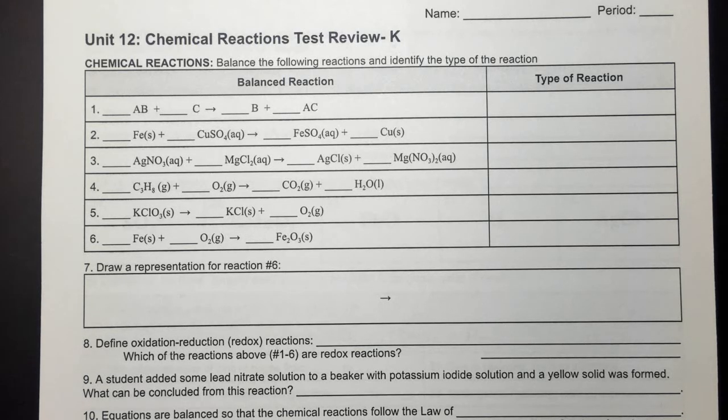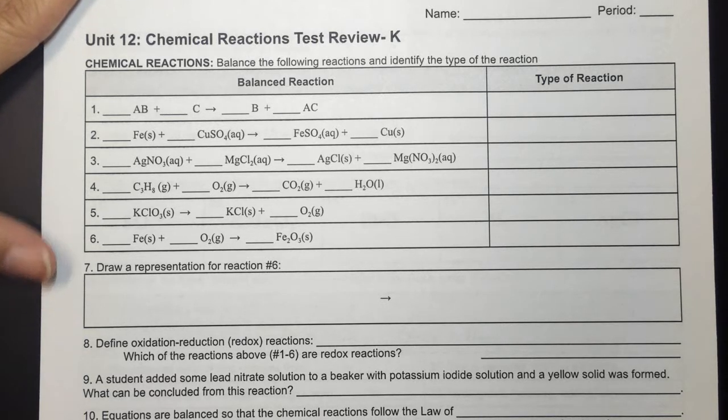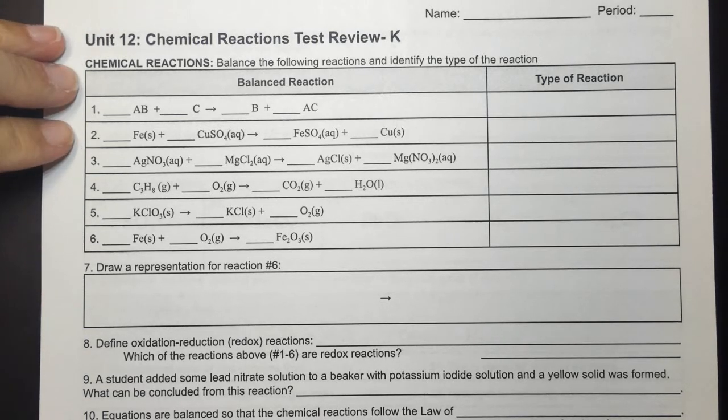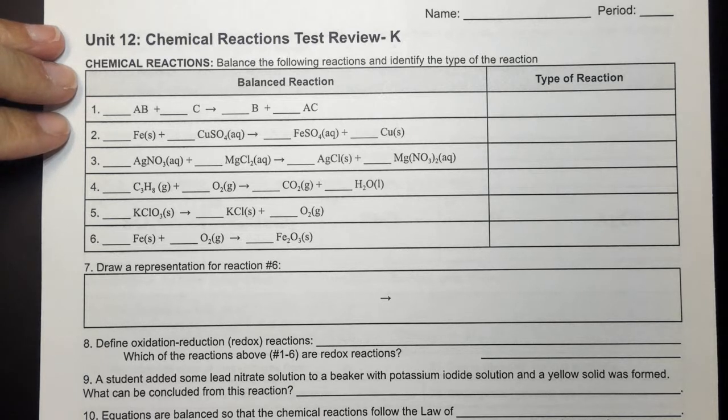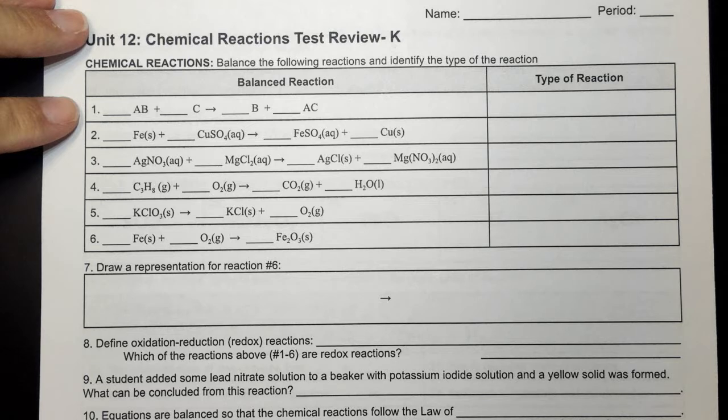This is the chemical reactions part of the test review for Unit 12. So first thing we're going to do is 1 through 6. We're going to make sure that we balance these equations and then identify the type of reaction.